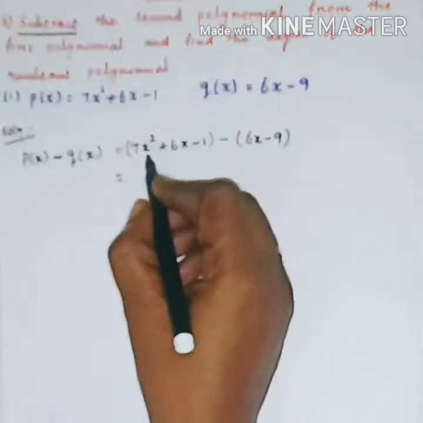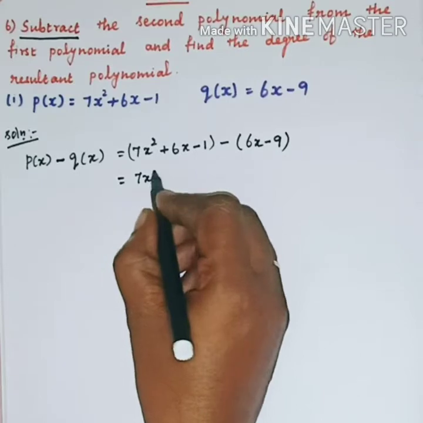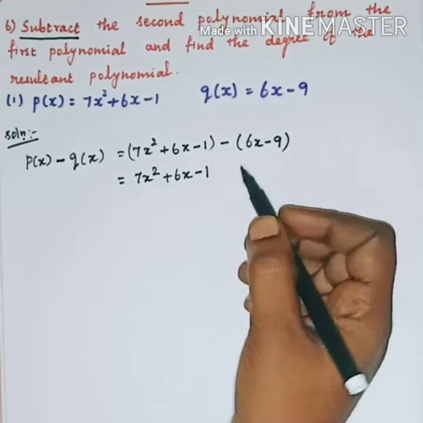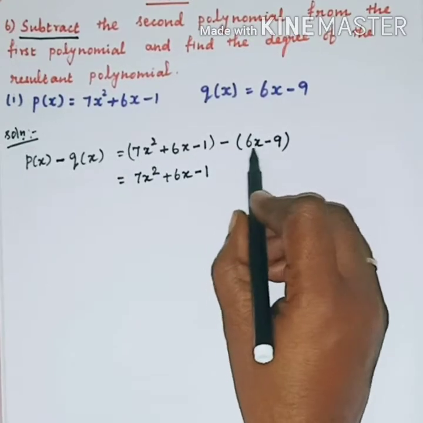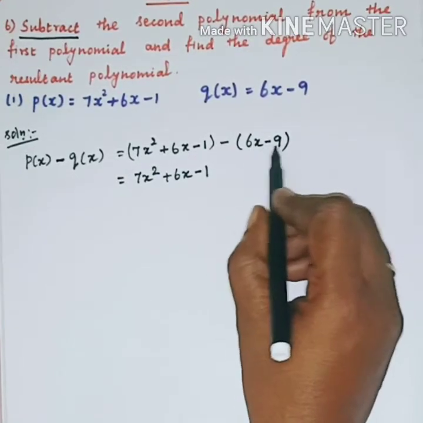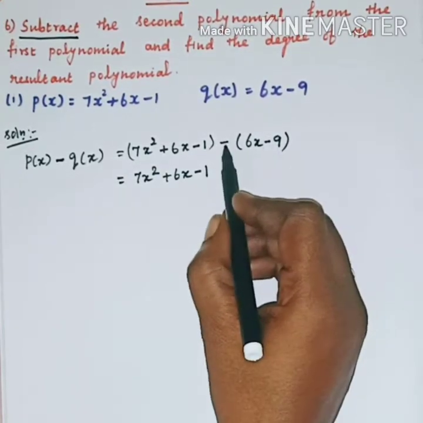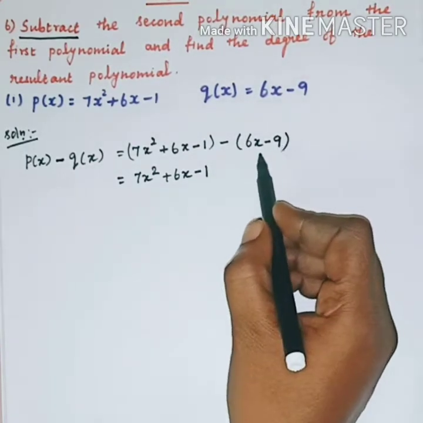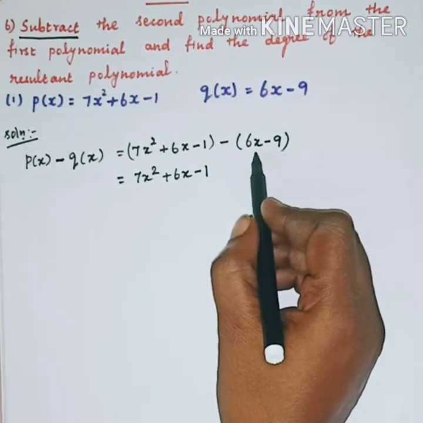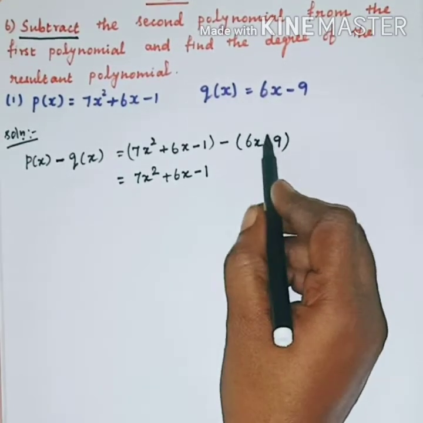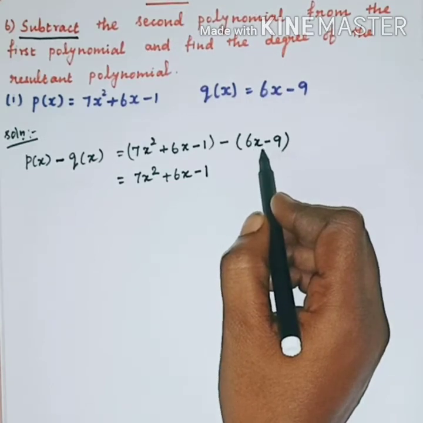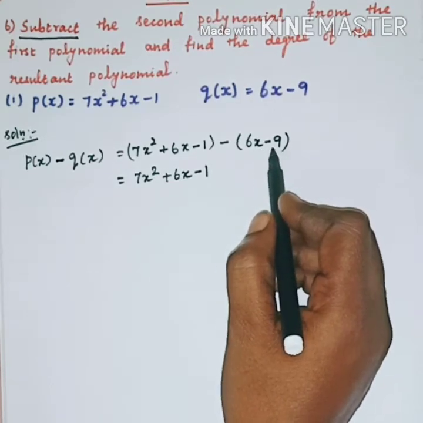Now write 7x square as it is, plus 6x minus 1. Now we have to change the sign for the second expression. That means you have to multiply this minus inside this bracket. When we multiply this minus inside the bracket, the signs of the second expression will be changed. So you have to change the signs of the second expression.